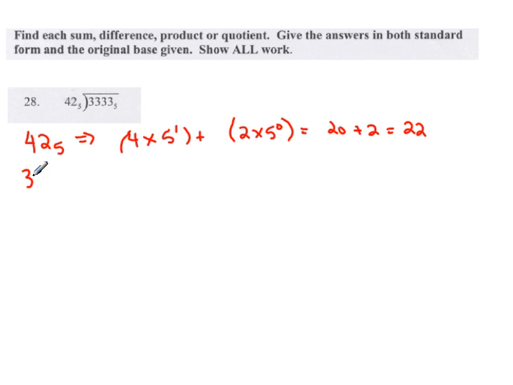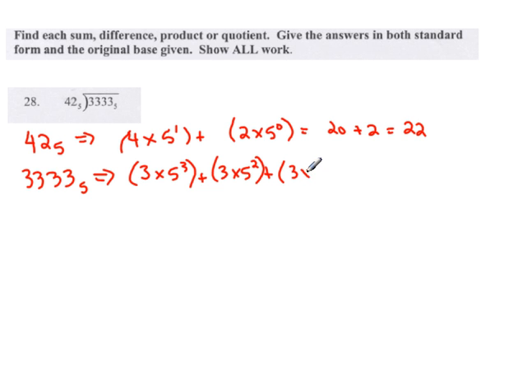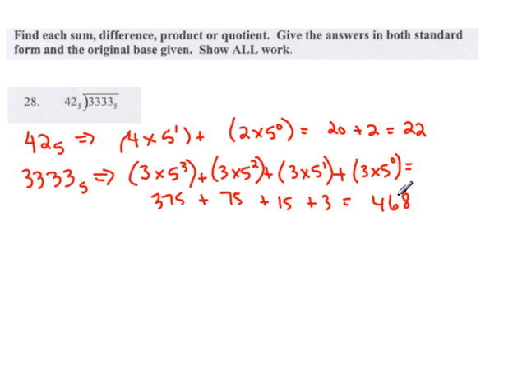Convert 3333 base 5. 3 times 5 to the third plus 3 times 5 to the second plus 3 times 5 to the first plus 3 times 5 to the 0. Okay, when you do all that math, you get 375 plus 75 plus 15 plus 3, and that adds to 468. Well, this time we're dividing, so 22 into 468.